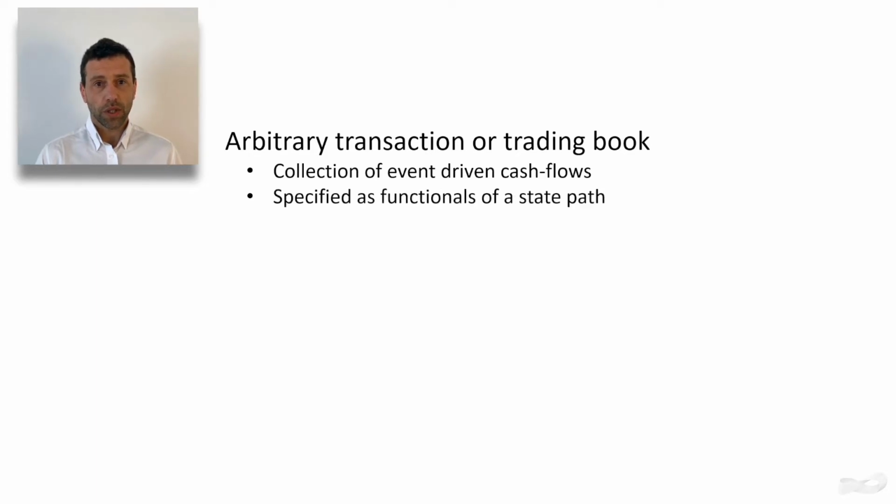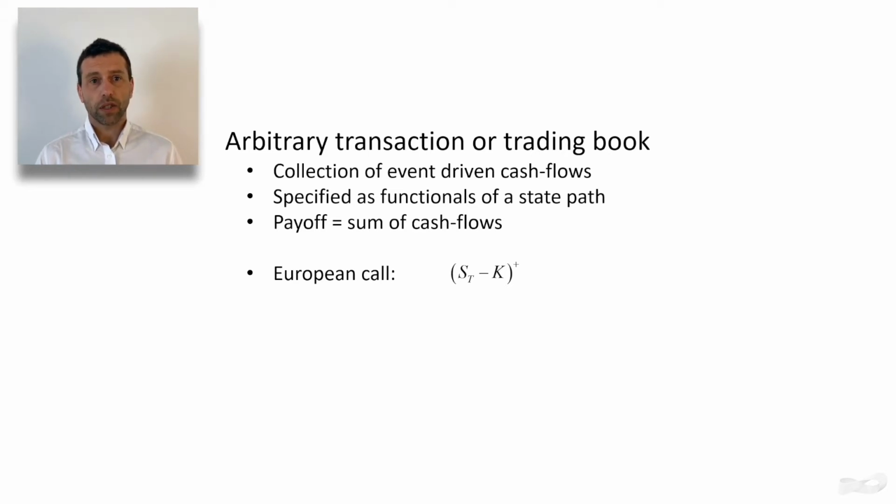The cash flows are specified as functionals of the path of the market state variables. The payoff of a transaction is the sum of its cash flows. For example, a European call pays (ST minus K)+, where ST is the final spot price. A barrier option dies if the spot price hits the barrier at any time before expiry.